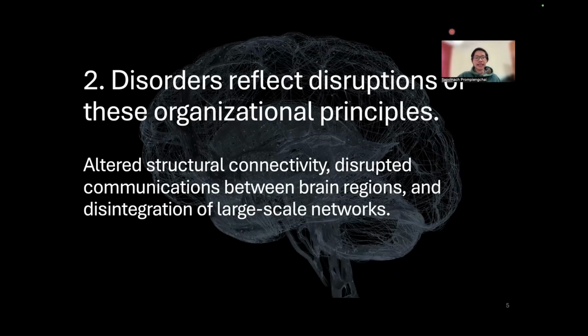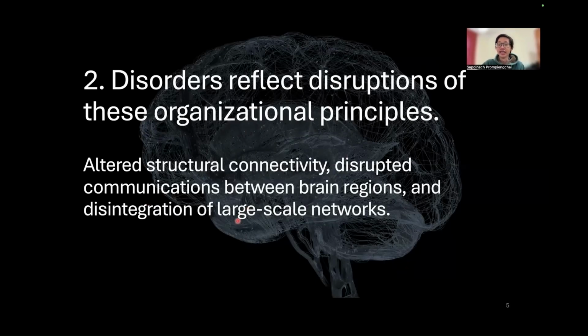And the disruptions could look different depending on the type of analysis we are doing. But an example is altered structural connectivity, which is, are there changes in how two different regions are connected to each other? Are there some kind of disrupted communications between brain regions? Or are there some kind of disintegration between large-scale networks?